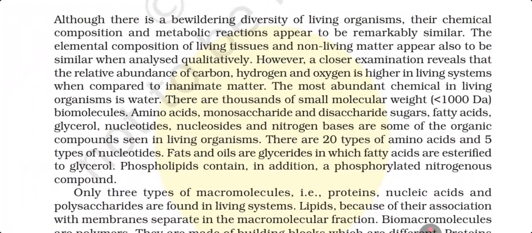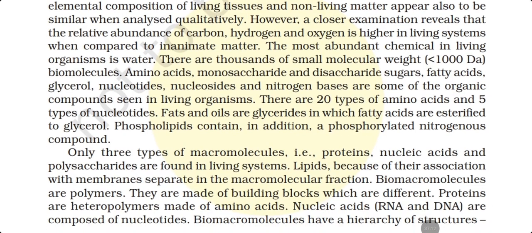Summary: although there is a bewildering diversity of living organisms, their chemical compositions and metabolic reactions appear to be remarkably similar. The elemental composition of living tissues and non-living matter also appears to be similar when analyzed qualitatively. However, a closer examination reveals that the relative abundance of carbon, hydrogen and oxygen is higher in living systems when compared to inanimate matter. The most abundant chemical in living organisms is water.